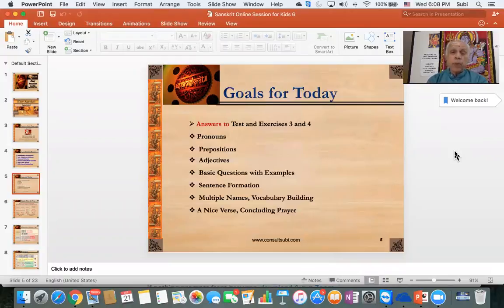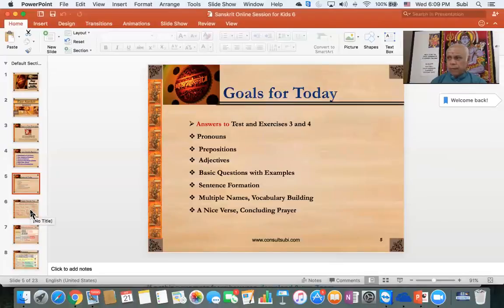Teaching you today pronouns, prepositions and adjectives, and also some basic questions with examples, how to form a sentence, and also the beauty of Sanskrit having multiple names for a single object, and how to build your vocabulary. I'm going to give some examples. And as usual, we will have a nice verse and a concluding prayer. Okay, now that's the agenda for today, and let's see the answers.